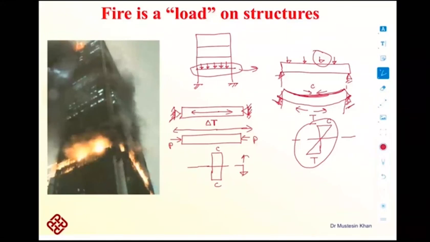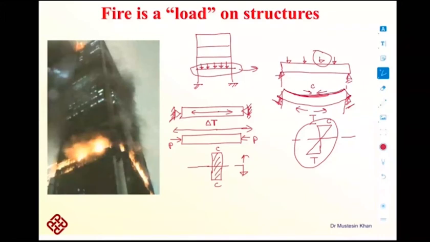So what fire is doing to a structure is putting extra stresses on it, and to take care of those extra stresses, we need to design the structures against fire. So fire does two things to a structure. One is it induces extra stresses when the temperature is increased inside the structure. And the second thing which fire does to a structure is to reduce its capacity. The material properties get reduced, the material degrades.